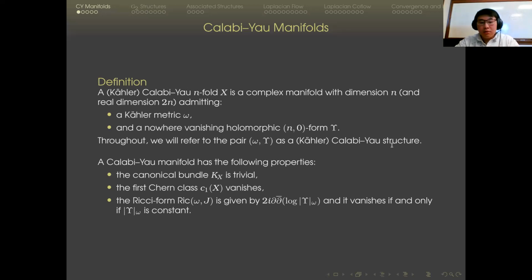And what we know from this, if we have this existence of the holomorphic volume form, then the canonical bundle is trivial. The first Chern class is going to vanish, and we have the Ricci form given by this potential, log of the norm of upsilon with respect to omega. This vanishes if and only if this norm is constant.